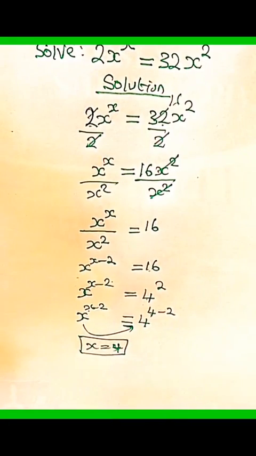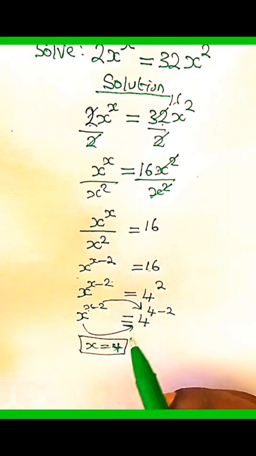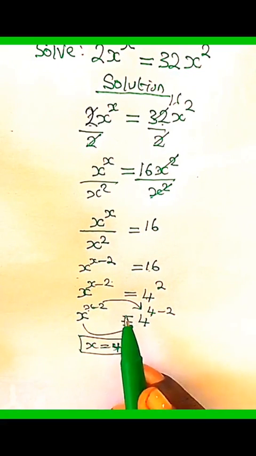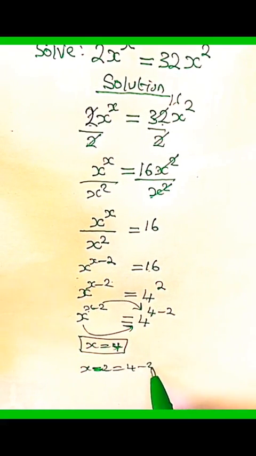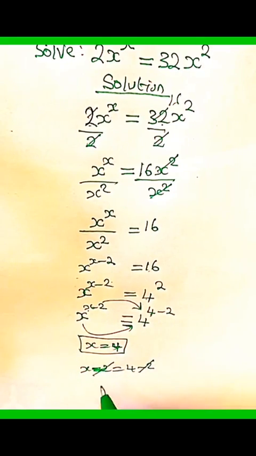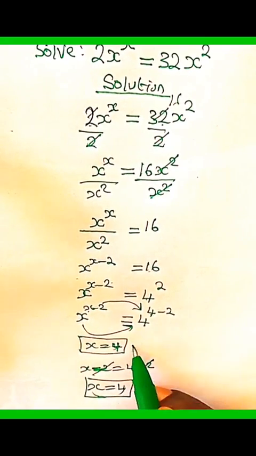And if you like, you can even equate the base and the power. The base is 4. That means if you equate the power, x minus 2 will be equal to 4 minus 2. So this minus 2 and minus 2 will go, and we see that x is equal to 4. And that is the final answer.